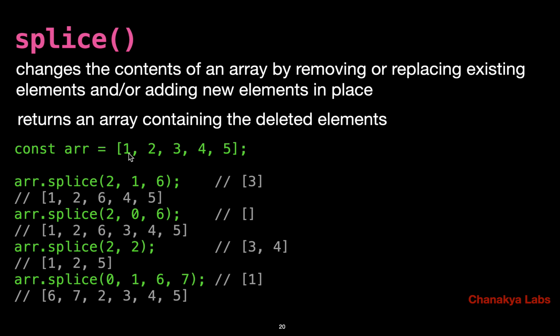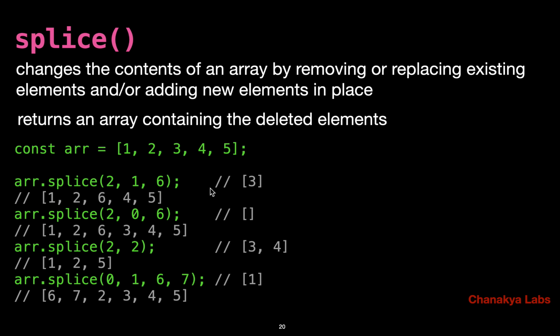So 0, 1, 2, from this position I will start deleting. How many items do I have to delete? I have to delete 1, and then I will start inserting whatever is provided next. So 6 is provided, 6 I will insert. So 1, 2, and then 3 is deleted, 6 is inserted, and then the rest are as they are, 4, 5.